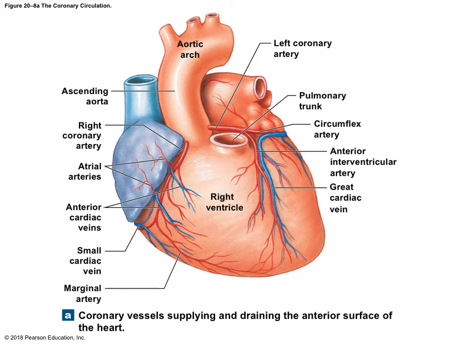So in addition to those major blood vessels, we also have blood vessels that will supply the heart tissue with oxygen and nutrients, and also drain that. So there are arteries and veins that we call the coronary vessels. Coronary, meaning heart, blood vessels. These are the blood vessels that are going to supply the muscle tissue of the heart.